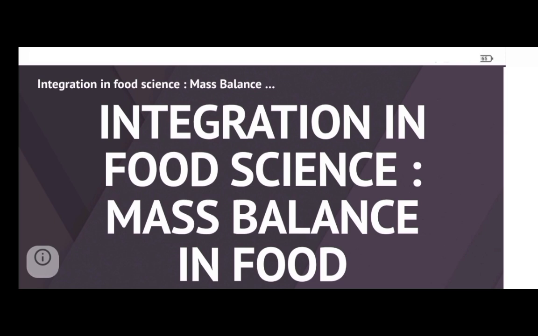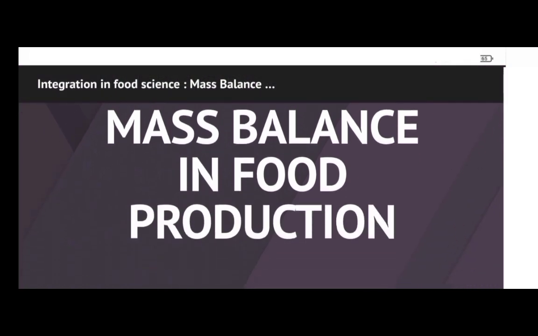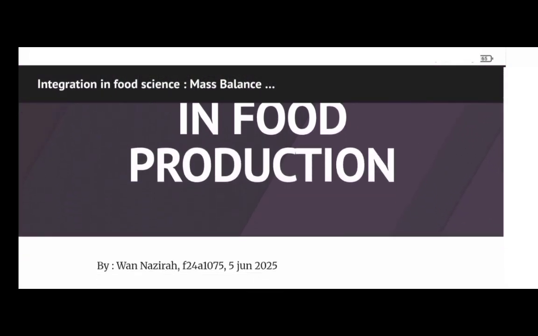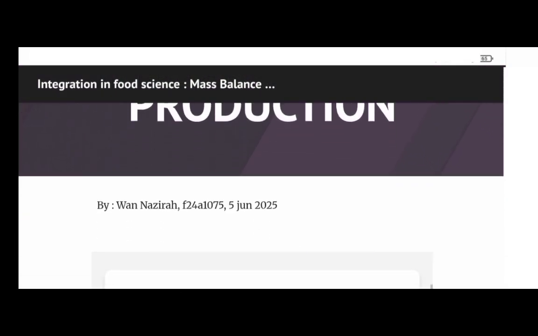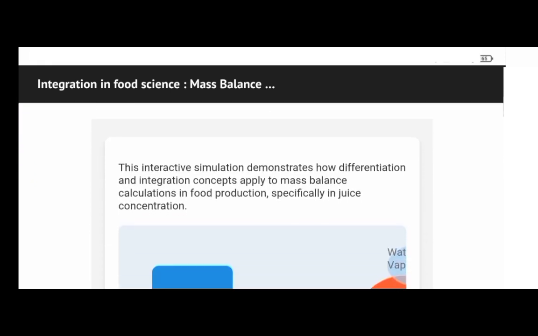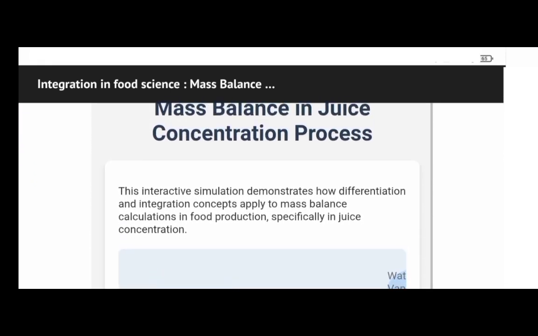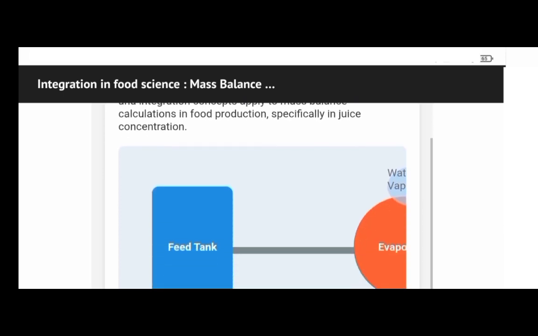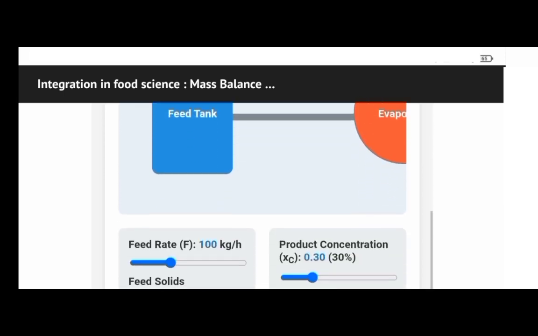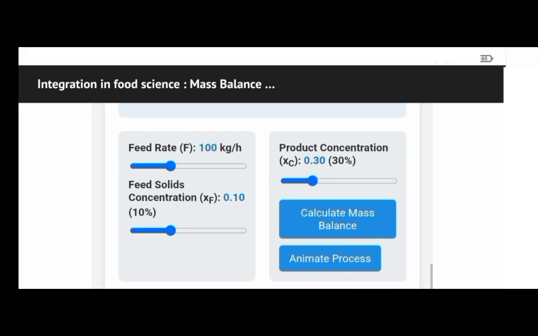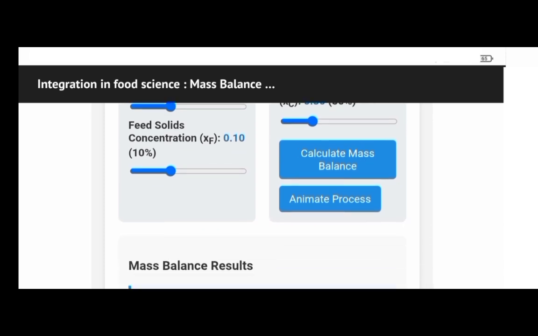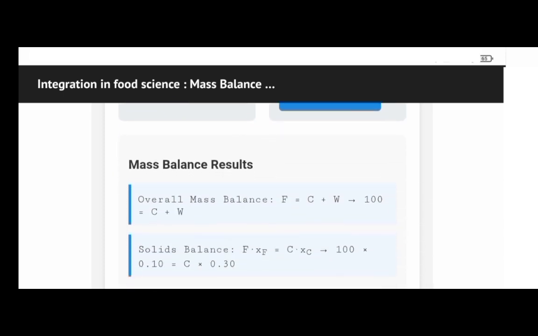So, first we have the animation, an interactive simulation showing how differentiation and integration concepts apply to mass balance calculation in food production. It is about juice concentration. So, we can calculate this by animating this process.